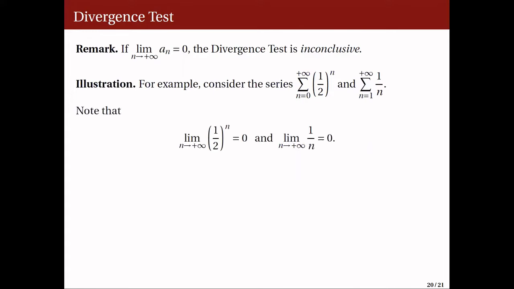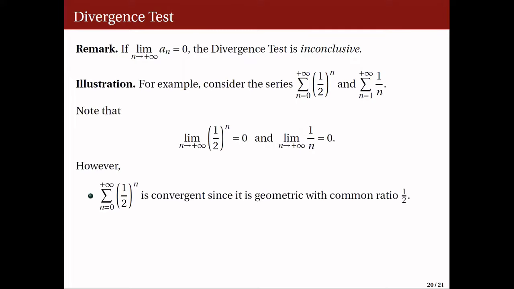Note that the limit of the terms of both of these series are equal to 0 as n goes to infinity. However, the first series is convergent since it is a geometric series with common ratio equal to 1/2, and 1/2 is less than 1. On the other hand, summation of 1 over n is a divergent series since this is the harmonic series. So remember, the first commandment of series convergence: thou shalt not use a divergence test to show that a series is convergent.